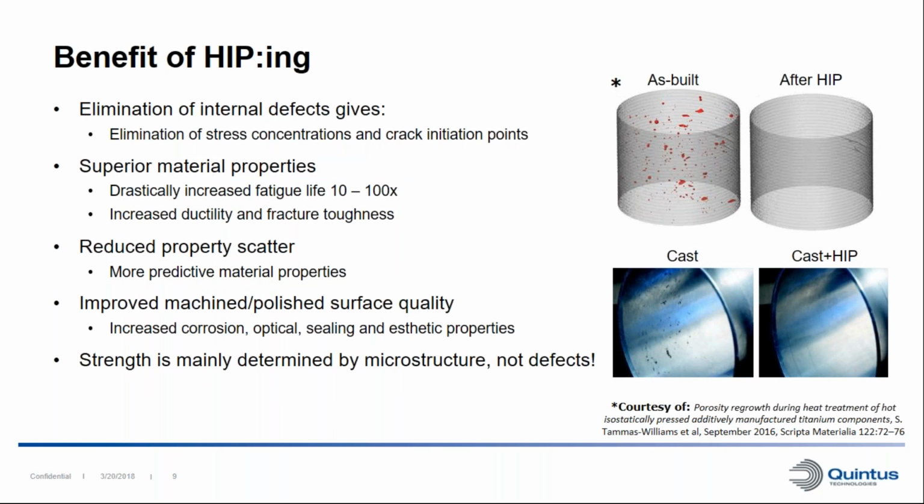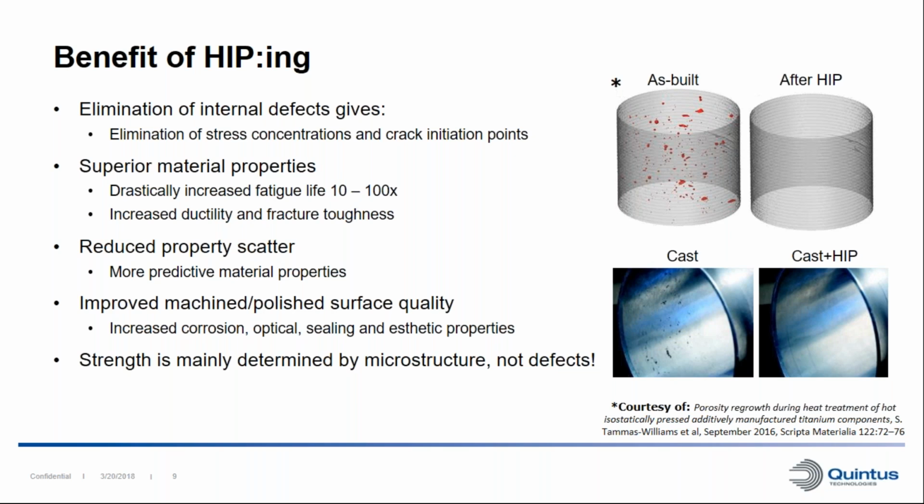By going through the HIP process, we will eliminate these internal defects, and by doing that, we will of course eliminate the stress concentration and crack initiation points to get improved material properties. For example, we often see a very big increase in fatigue performance of HIP material. We also see increased ductility and fracture toughness of material. Also, since we're reducing randomly distributed porosity in the material, we normally see a reduction in property scatter. So we get more predictable material properties, so we can use design values closer to the actual strength of the material.